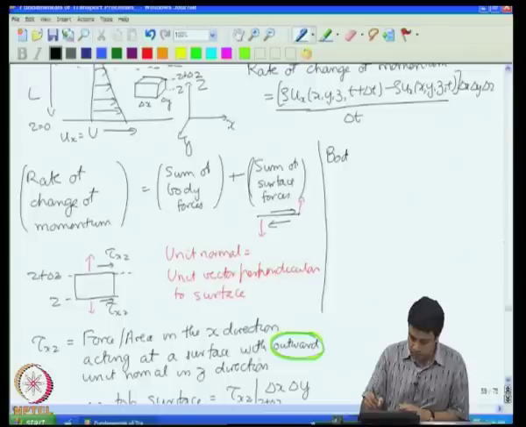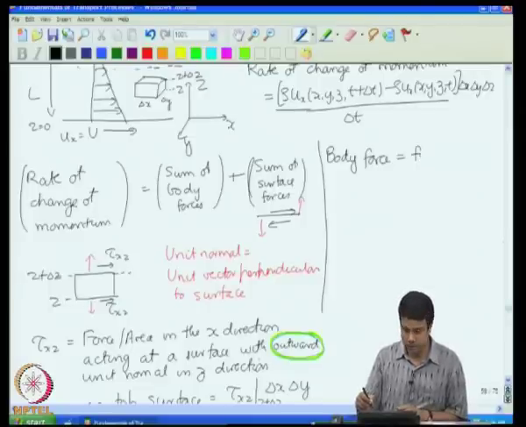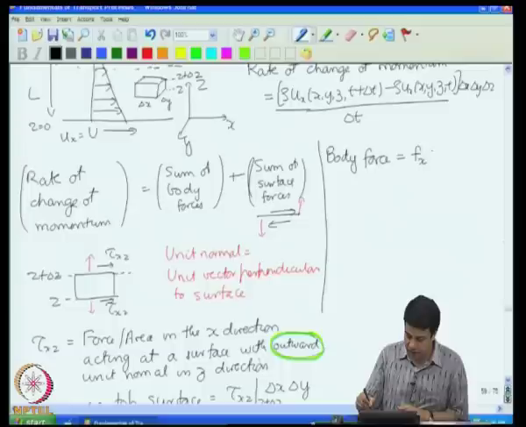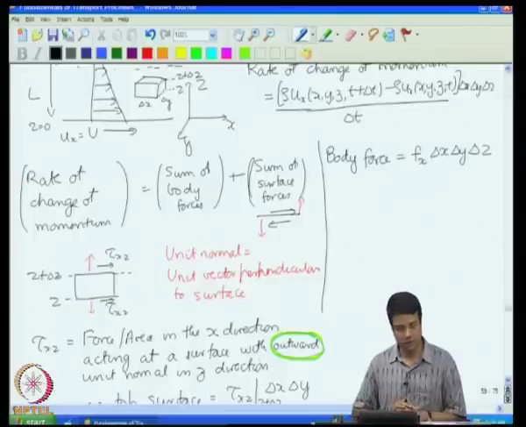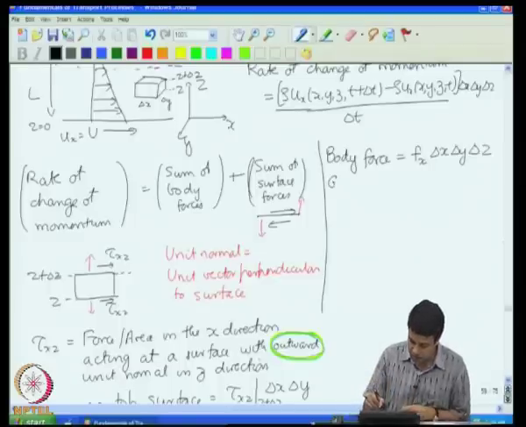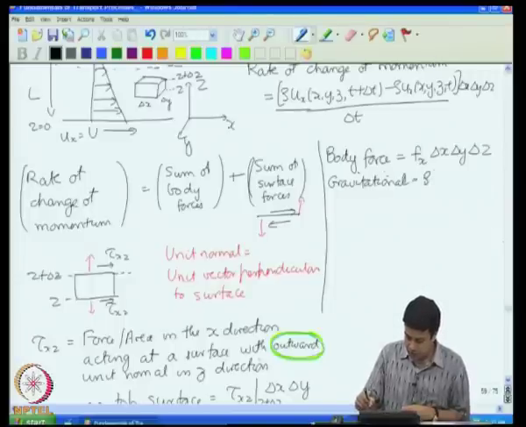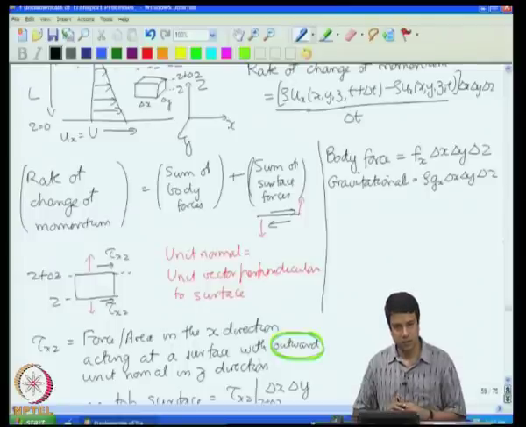The body force will in general have the form of some force. In this particular case, we are looking at the momentum balance in the x direction for the x component of the velocity. Therefore, the body force will be of the form f x times delta x, delta y, delta z. The x component of the body force times delta x, delta y, delta z. So, it has the form of a force density, force per unit volume, times the volume itself. If this were the gravitational force, it will have the form rho times g x times delta x, delta y, delta z. g x is the component of the acceleration due to gravity in the x direction, or in the flow direction.